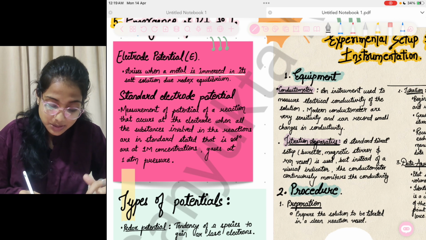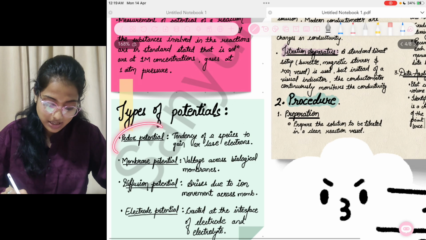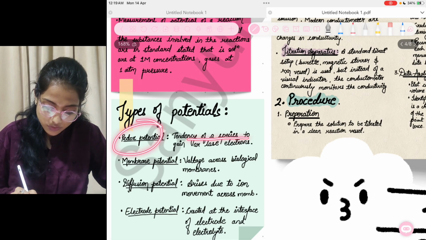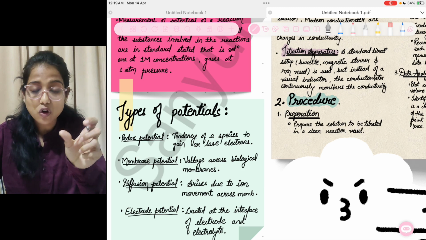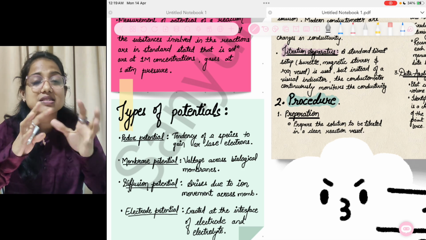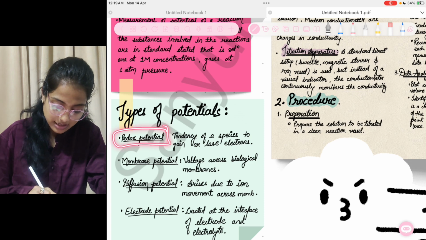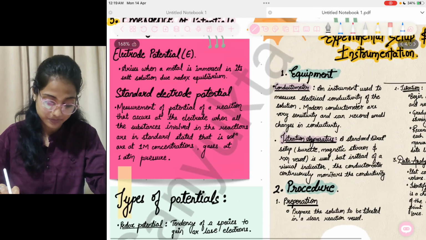Electrode potential arises when a metal is immersed in its salt solution due to redox equilibrium. What is redox potential here? It is the tendency of a species to gain or lose electrons. When losing or gaining of electrons takes place simultaneously, this process is known as a redox reaction, and we get to know the redox potential.